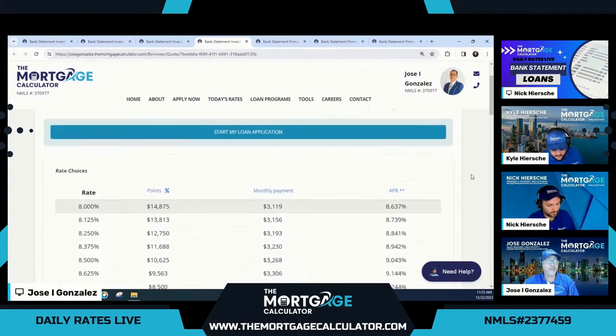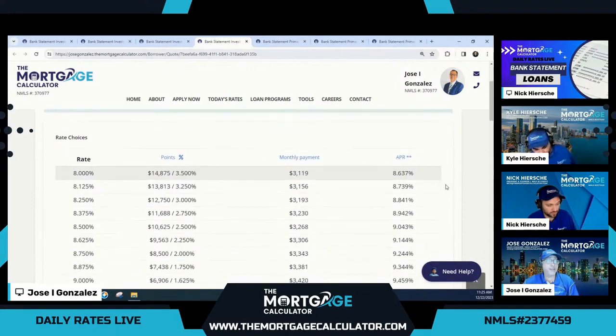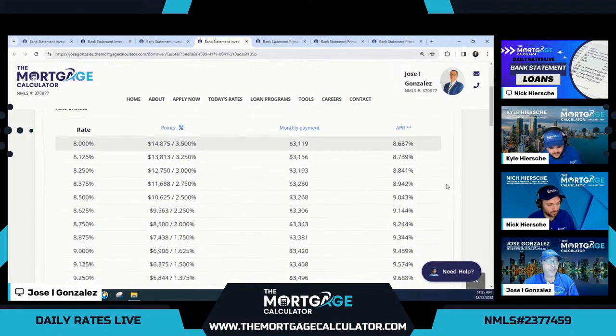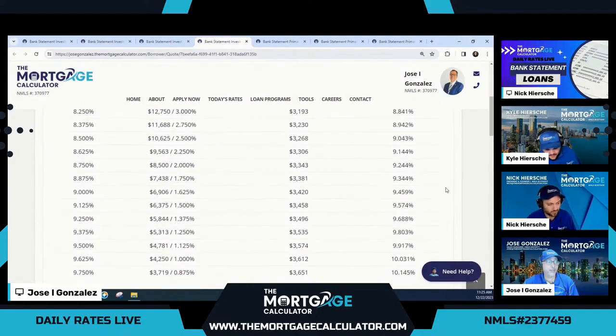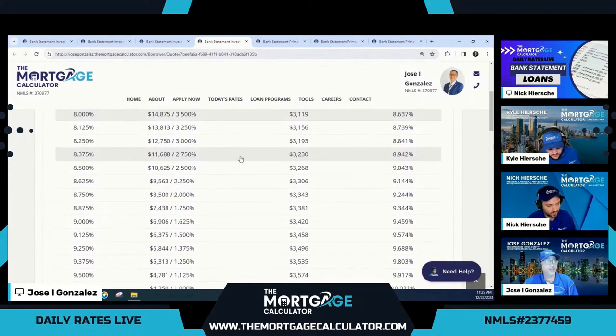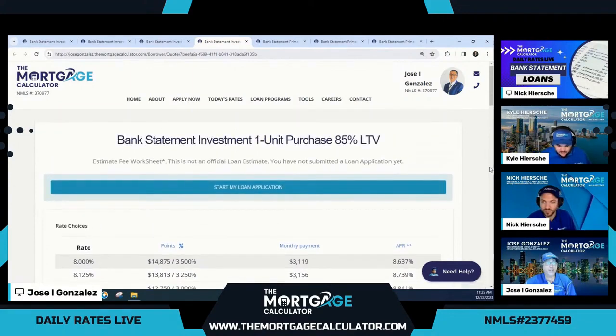So investment properties, 85% is the maximum LTV in a bank statement loan for an investment property. The rate there, lowest cost option, 9.75%, and you can buy that down. Look at that rate, huh? Wow, all the way to 8%. So that is not too shabby for 85% LTV investment property purchase.